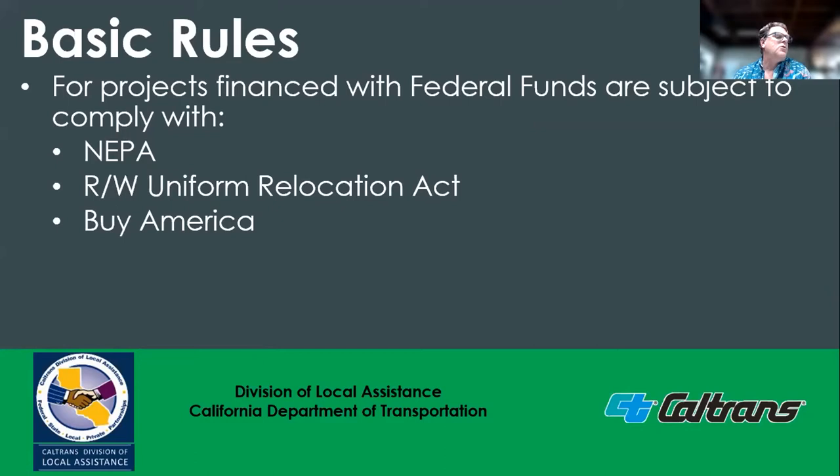For right-of-way, the Uniform Relocation Act must be followed on all federal assistance projects, even if no federal funds are being used for the acquisition of right-of-way on the project. And for all federal aid construction projects, regulations require that all manufacturing processes involving steel or iron must occur within the United States. Buy America provisions do allow for a minimal use of foreign materials if less than $2,500 or 0.1% of the contract amount, whichever is greater.